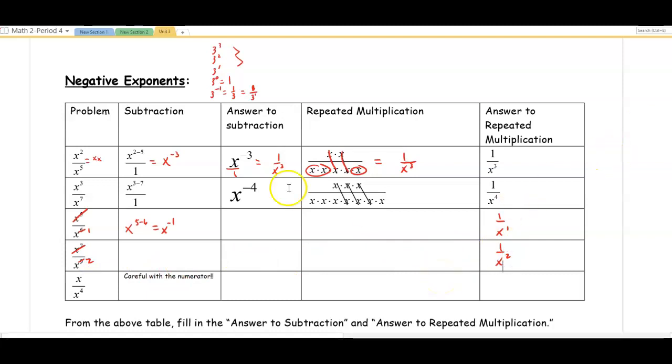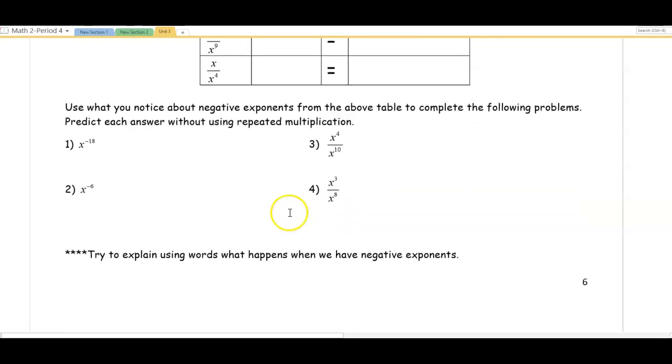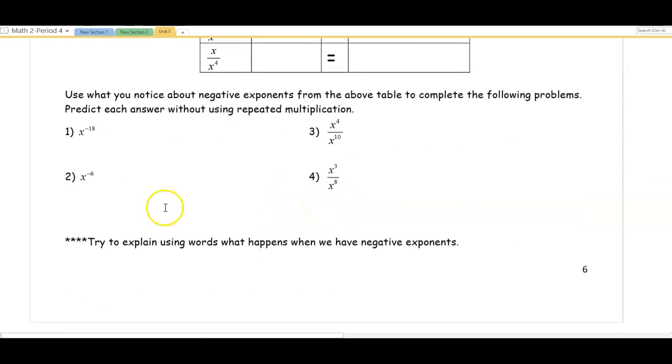Okay, now when we look at this, if I had x to the negative 18, I would have to rewrite that as 1 over x to the 18th. X to the negative 6, 1 over x to the 6th. Now, hypothetically, I'm going to go another example down here. If I gave you 1 over x to the negative 4, to make that positive, I would bring it up to get x to the 4th.